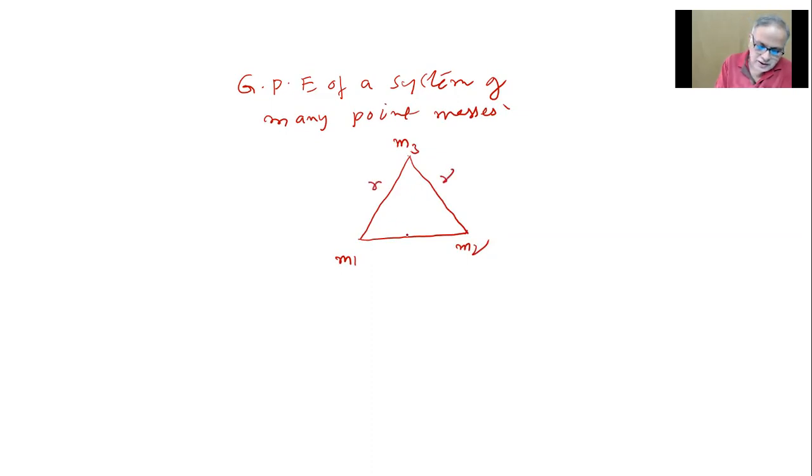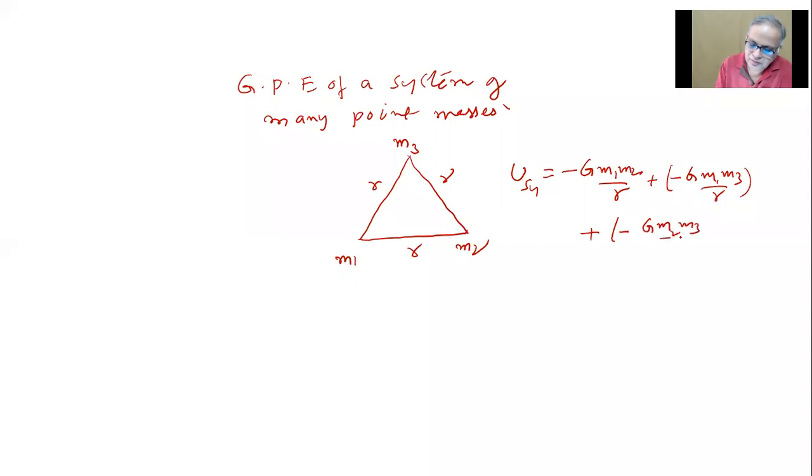If the distance is r like that, U of the system, you can simply write the potential energy of every pair of charge, that is minus G M1 M2 by R, plus minus G M1 M3 by R, plus minus G M2 M3 by R. That's all. First these two, then we wrote these two, then we wrote these two. That will be the total system's potential energy.